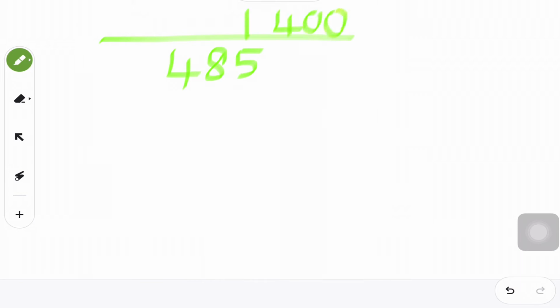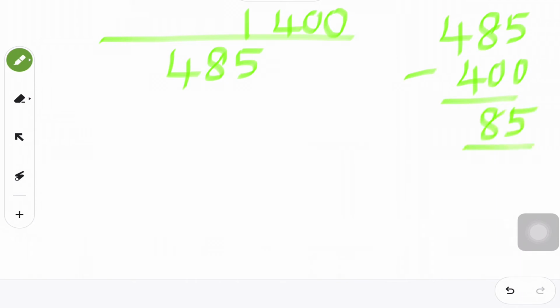So now let's see what is 485 minus 400. So there we end up with 85 apples. There I put 85. Is the end there?